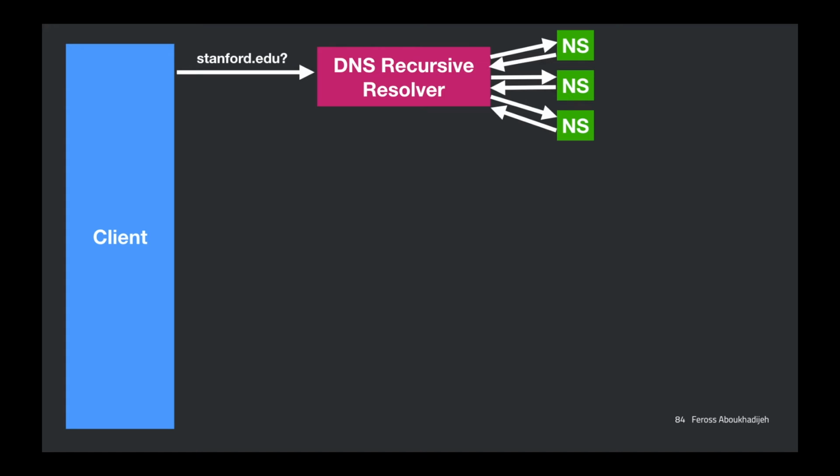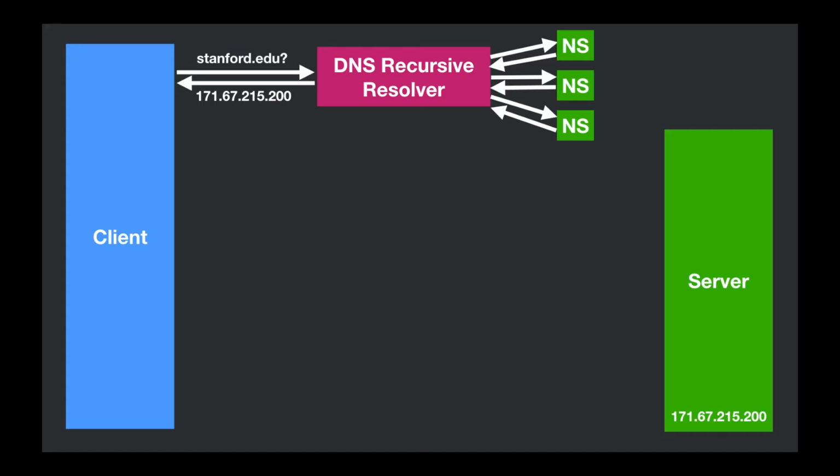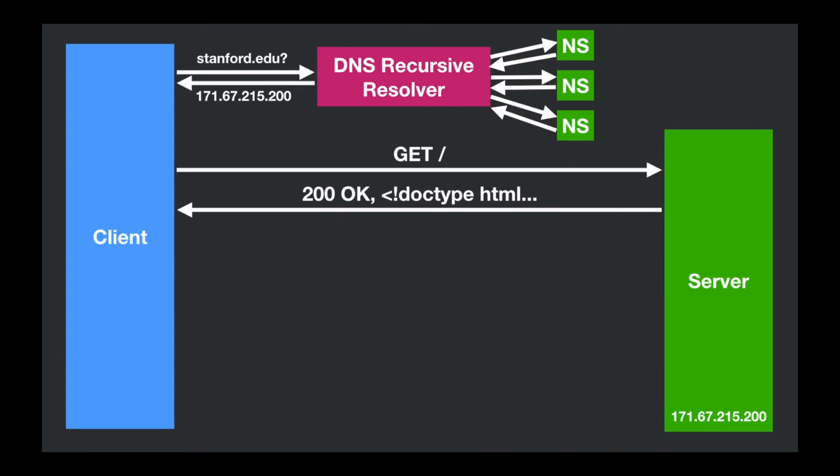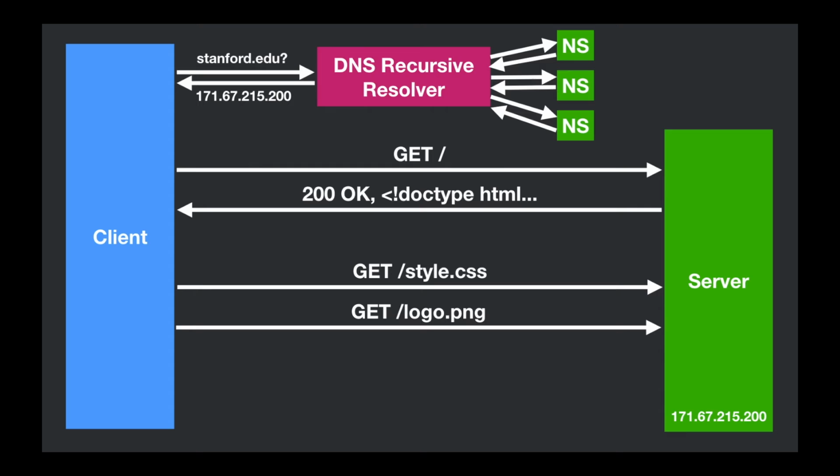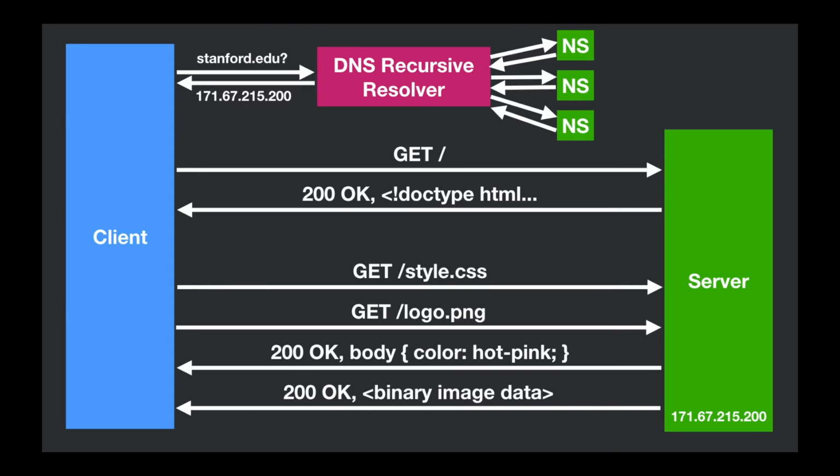So there's your DNS recursive step. You get back your IP of your server. You now know which server to contact. So you send your GET request to the server, and you get back your HTML for the first page. And then now you've discovered a whole bunch of additional resources that you need in order to render the page. So you fire off requests for those. In this case, let's just say there's a CSS file and a logo. And then you get back responses for those at some point in the future.